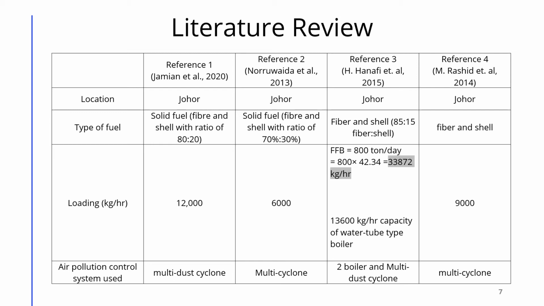As the data of boiler has been extracted from different research papers, here is the tabulated data that has been collected from it. As in reference 1 until 4 with location at Johor, Malaysia, the fuel being fed in the boiler is solid fuel, which is fiber and shell with different ratio and different loading amount of fuel, and the APC that has been used is multi-cyclone.